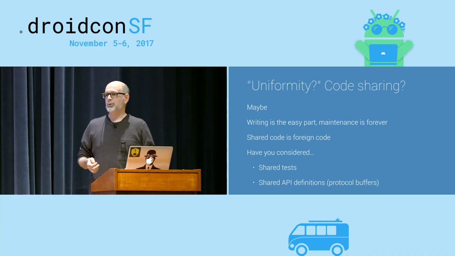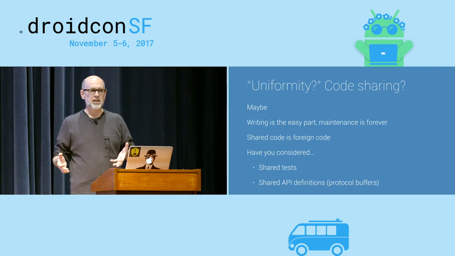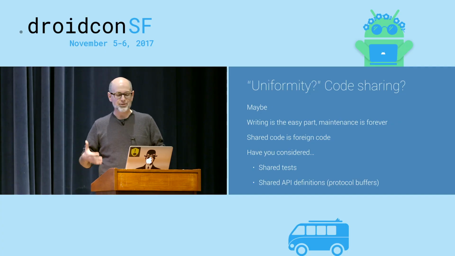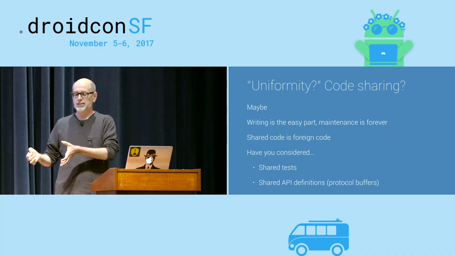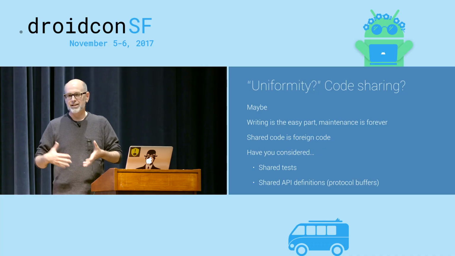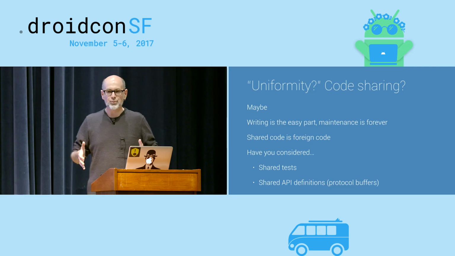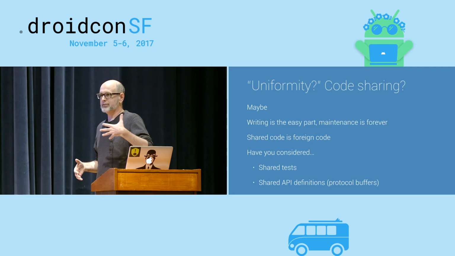If we're trying to share the code by writing C++, now Android and iOS are both having a terrible time, and Android's probably having an even worse time. Maybe we're going to use some clever JavaScript hack or something. Again, it's going to be foreign for everybody. And there are other ways to do it. There are other ways to get this kind of consistency.